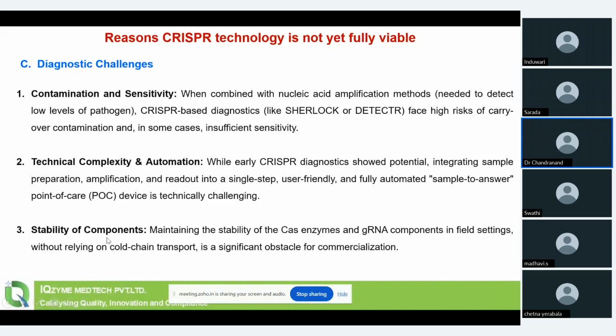Then the stability of components. Maintaining the stability of Cas enzymes and guide RNA components in field settings without relying on cold chain transport is a significant obstacle to commercialization. The point to be noted here is cold chain support, which I was mentioning earlier. Here, reagents like your Cas are very temperature sensitive, and if they are not handled very carefully, ultimately that is going to give you problems.